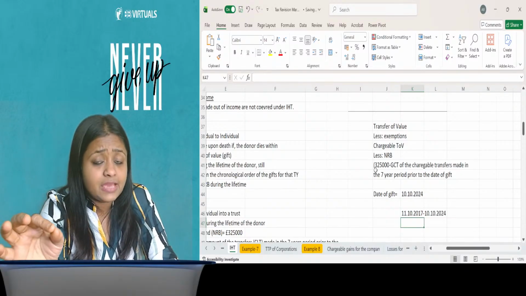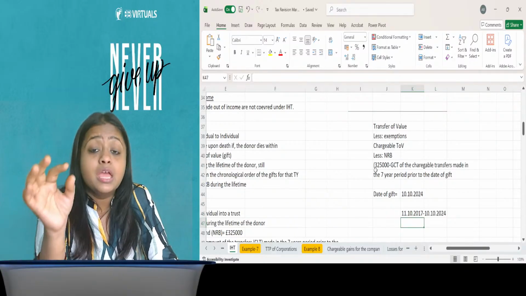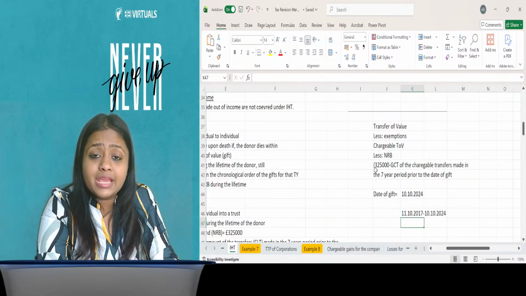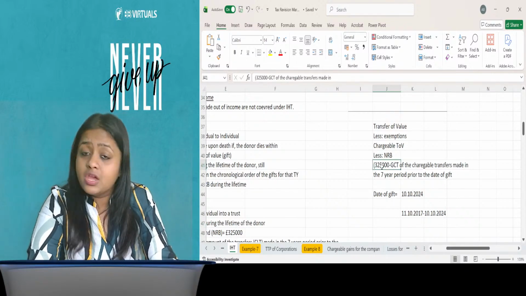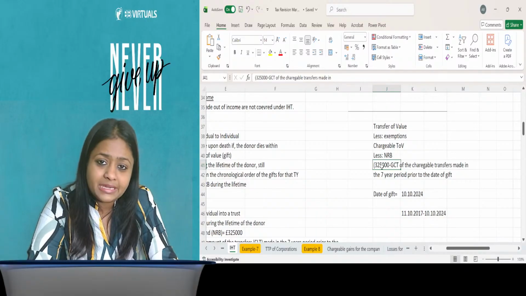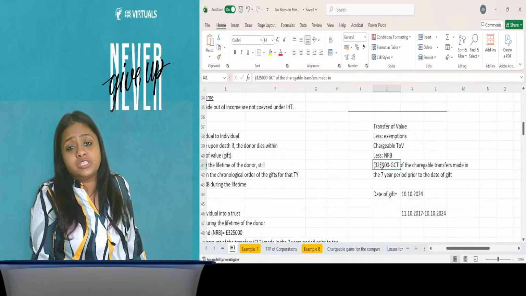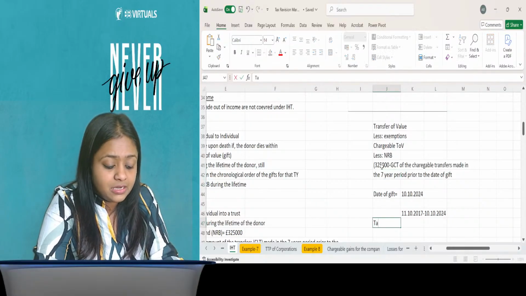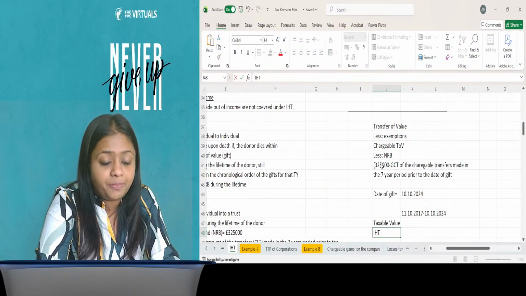So if in this 7-year period there is any chargeable transfer made, like a CLT transfer, then we will take the GCT of that transfer and reduce my NRB by it. If there is no GCT made of any chargeable transfers and there are only PET transfers, which are exempt during lifetime, then I will have the full NRB to be adjusted, and accordingly, after we adjust NRB, I will get the taxable value. On that taxable value, finally we apply IHT.